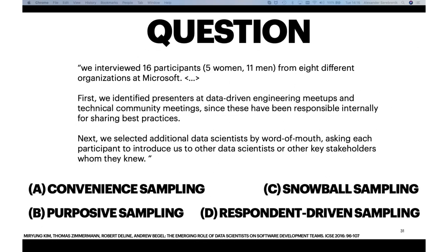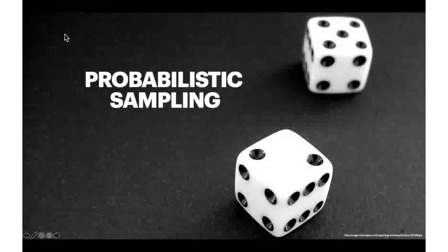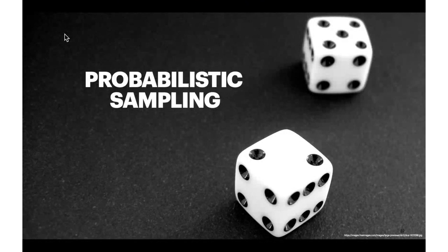along those lines. So I would say that in this case, we have as the first step of the sampling procedure, a purposive sampling B, and as a second step of the sampling procedure, it's a snowball sampling C. So the next group of strategies is probabilistic sampling, and we are going to discuss them after the break.